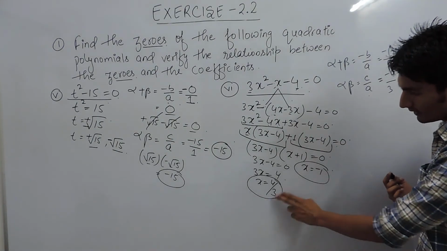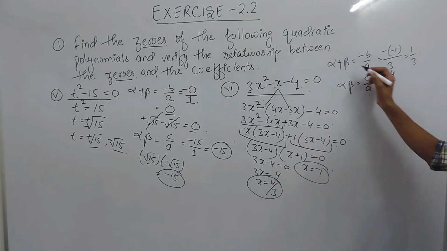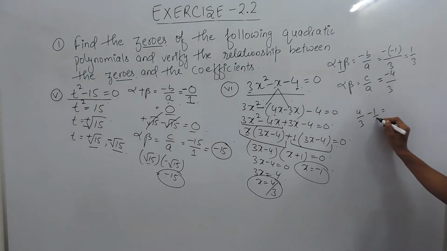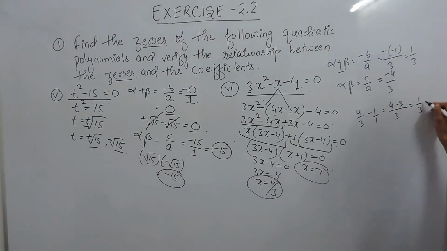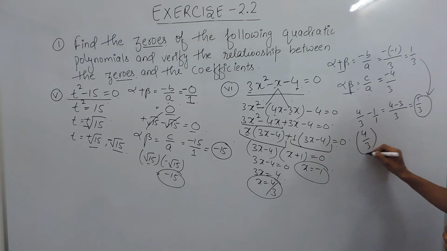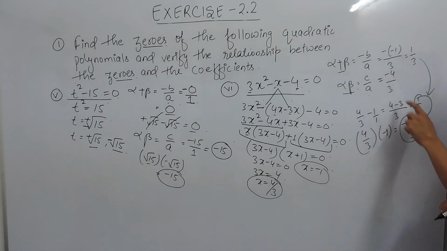So in this question we know that the roots are 4 upon 3 and minus 1. So clearly the sum of roots will be 4 upon 3 minus 1. Solving this, taking 3 as common, this will be 4 minus 3 upon 3. So the sum of roots is the same as according to the formula. After that you have to find the product. So clearly 4 upon 3 multiplied by minus 1 will give minus 4 upon 3. Again the value of the product is equal in both cases.